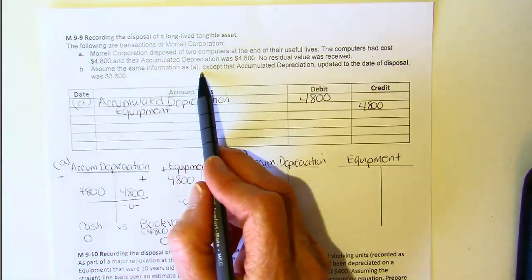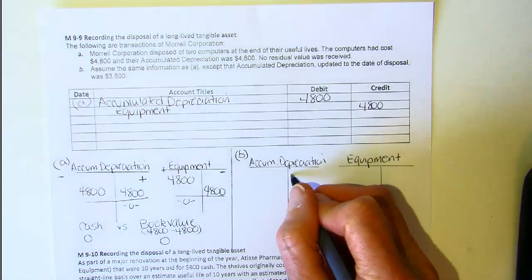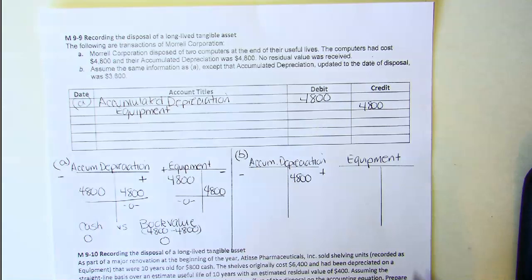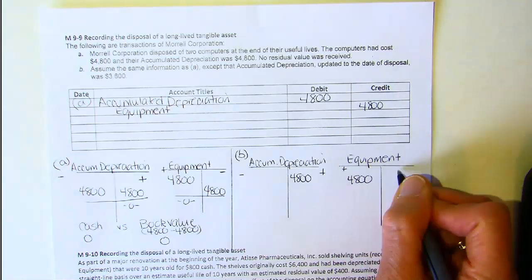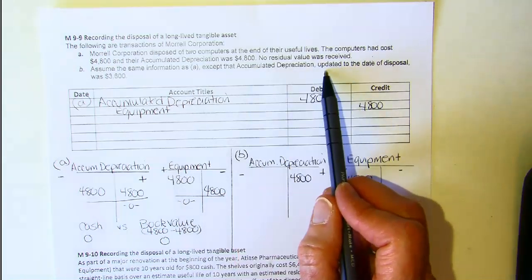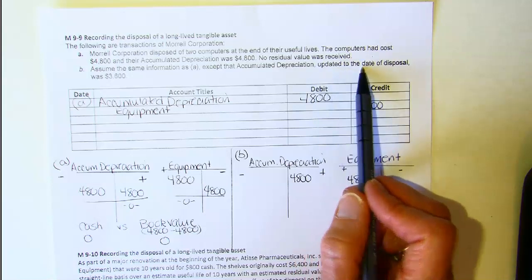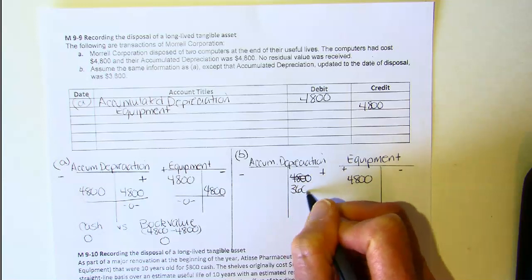Assume the same information as A, in other words, accumulated depreciation of 4,800 and equipment originally costing 4,800, except that accumulated depreciation updated to the date of disposal was 3,600. I apologize. This should be 3,600.